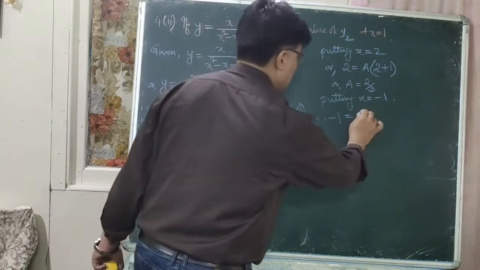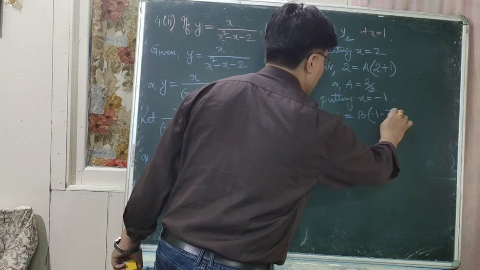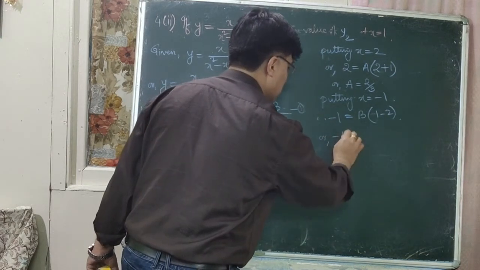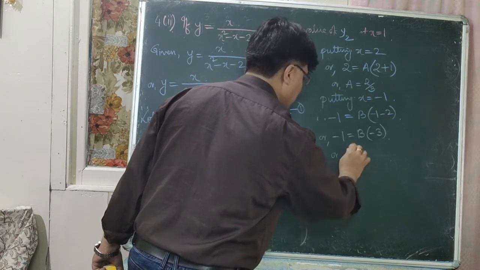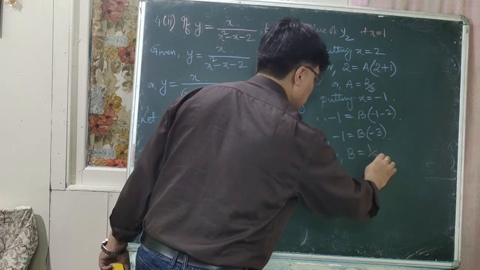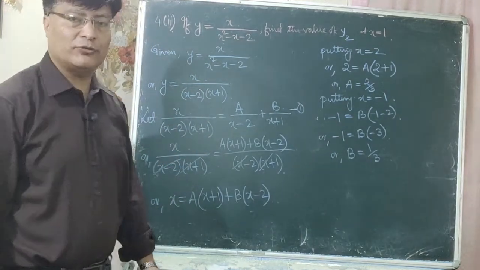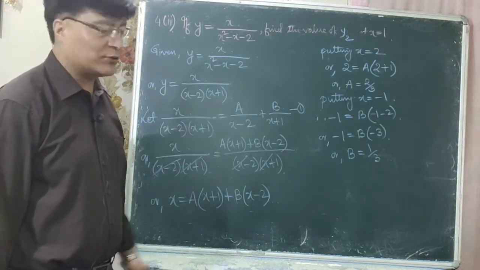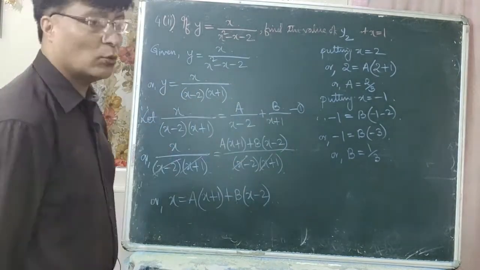minus 1 is equal to, this term will be 0, you don't have to write it, plus B into x is minus 1 minus 2. Minus 1 minus 2, or minus 1 is equal to B into minus 3, so the value for capital B is equal to 1 upon 3. That is, B is equal to 1 upon 3. So we have got A is equal to 2 by 3, B is equal to 1 by 3. Put those values of A and B in equation 1.